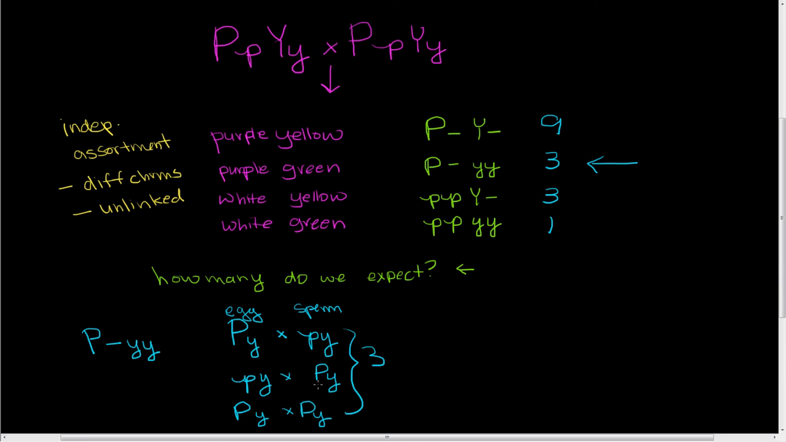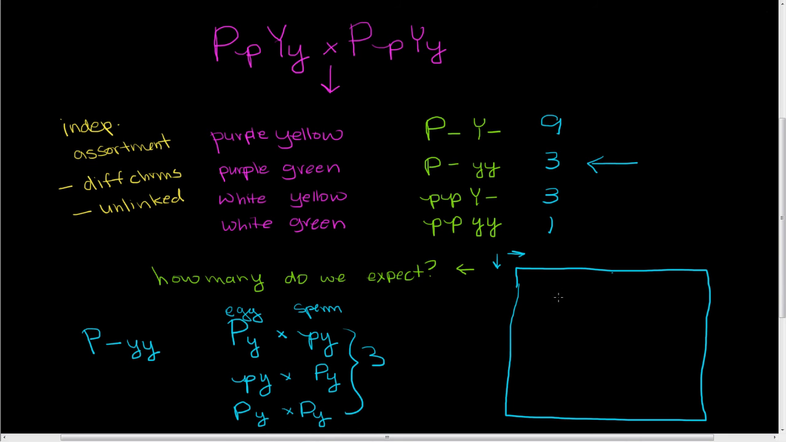We need to know the total number of gametic combinations possible from this cross. And we can figure that out by making this really giant and ridiculous Punnett square that I am not going to completely draw out because it is really boring. But I'm going to just draw out this part of it here. So if we have eggs along this side and sperm along this side, each of the boxes inside of this, each of those boxes is going to represent one zygote, so one of the results from these crosses.